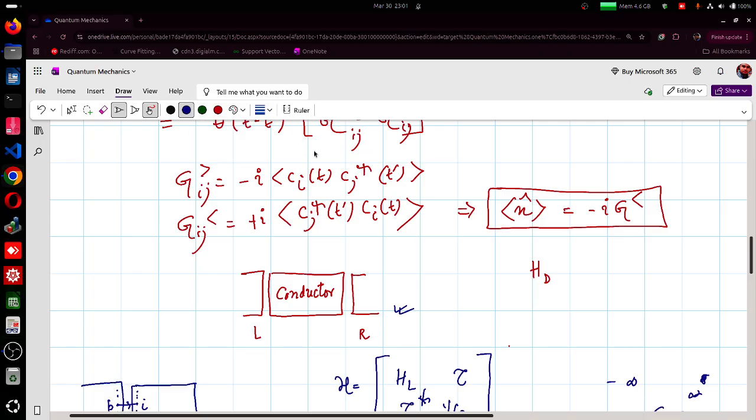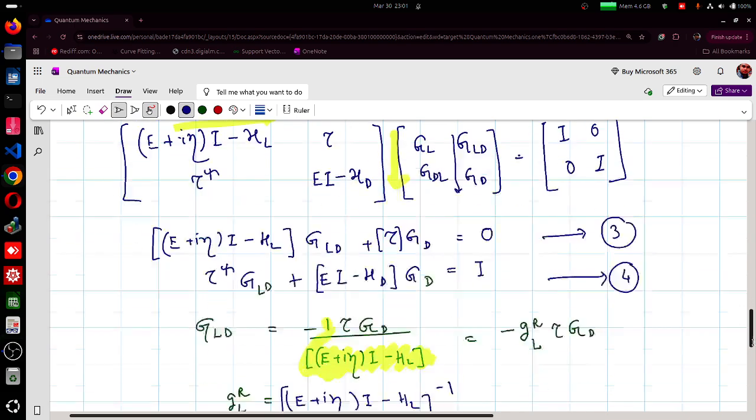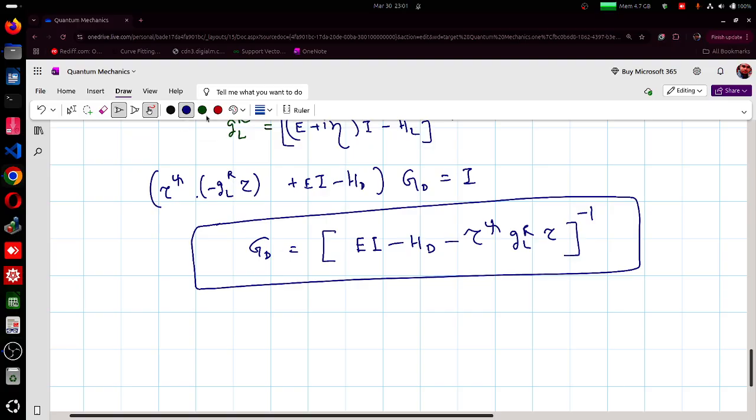Now we can write easily that for this case, let me simplify this once, this last factor which we have mentioned here, the coupling dagger GLR coupling matrix, is known as the self energy corresponding to the lead. So GD will be E minus HD minus self energy.